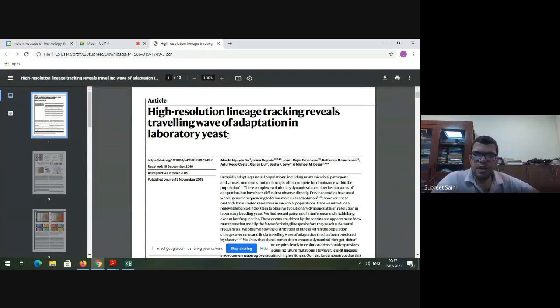Interestingly, the title of this paper reads High Resolution Lineage Tracking Reveals Traveling Wave of Adaptation in Laboratory Yeast. This is an example using yeast. The traveling wave model is an interesting model which we are going to do next time. So if you're interested, you can read this paper after Friday's lecture.